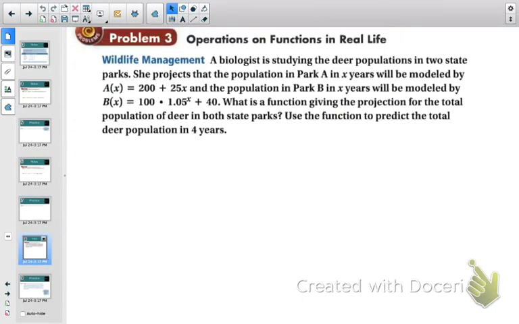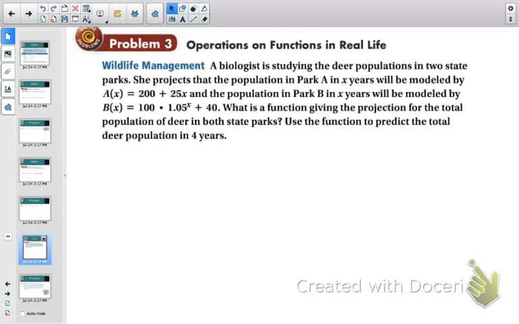Okay. Wildlife management, problem number 3. A biologist is studying the deer populations in 2 state parks. She projects the population in Park A in x years will be modeled by the function A(x) equals 200 plus 25x, and the population in Park B modeled by B(x) equals 100 times 1.05 to the x plus 40. What is the function giving the projection for the total in both parks?